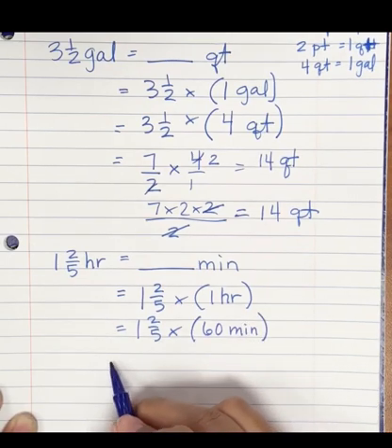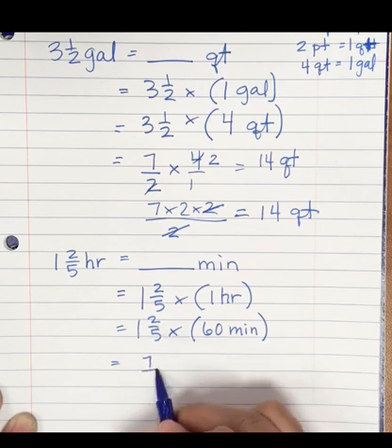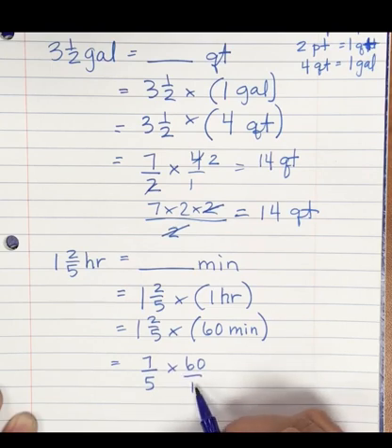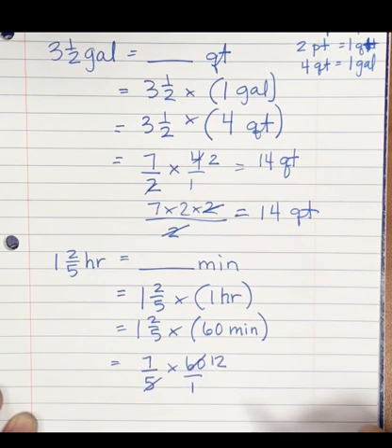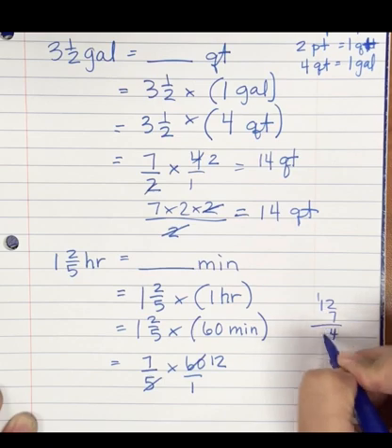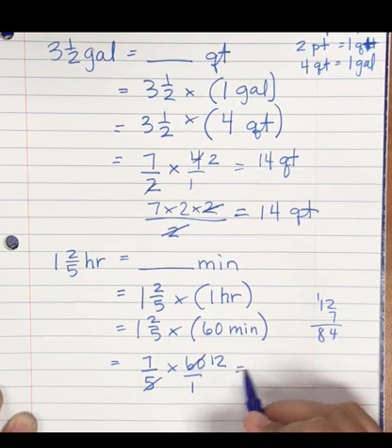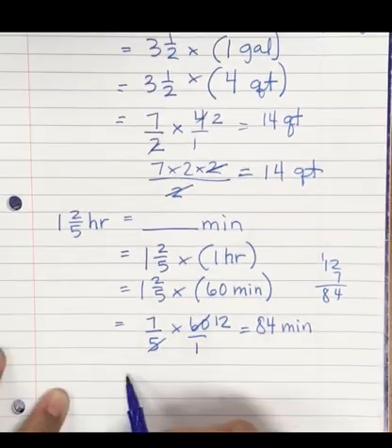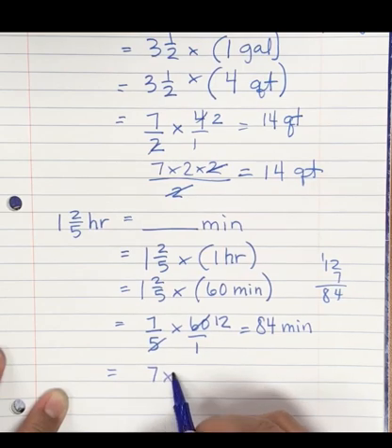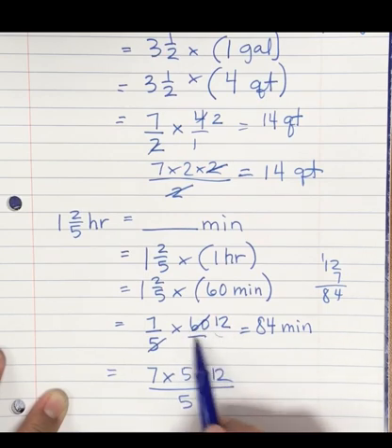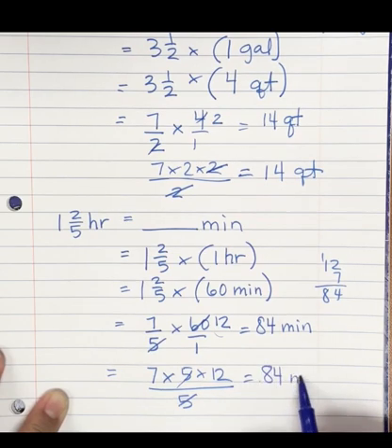Okay, convert to an improper fraction. 5 times 1 is 5, plus 2 is 7. Keep the denominator, 7/5 times 60. Okay, we know 60 divided by 5 is 12. And 7 times 12 is 84. I know you guys probably knew that. 84 minutes. Okay, or like I said before, you could do 7 times 5 times 12 over 5. Okay, we're breaking down the 60. And then you're going to cancel your 5s, and then you still have 84 minutes.